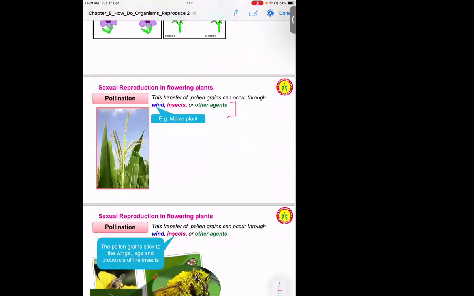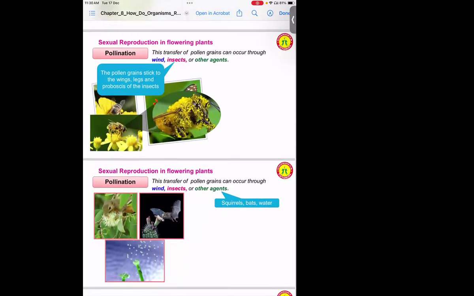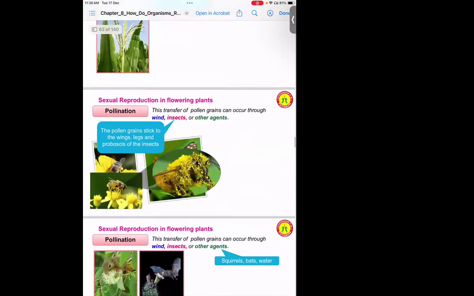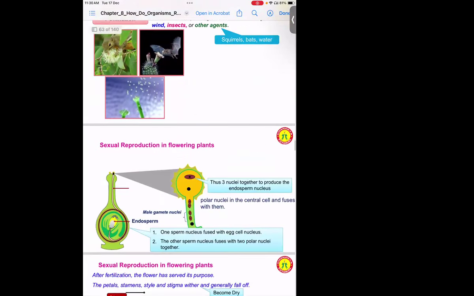And how can it occur? It can occur because of the wind, because of the insects, because of the other agents also, right? Okay, now moving to the next one. These pollen grains, since they are sticky in nature, will stick to the insect and they will be passing it from one part of the plant to the other. In the insects, the pollen grains will stick to the wings, legs, proboscis of the insects, and through that they will be transferring, as you can see in the picture also. Whereas the other agents can be water, squirrels, bats, through them they will get transferred from one place to the other. That is how they will be doing it.